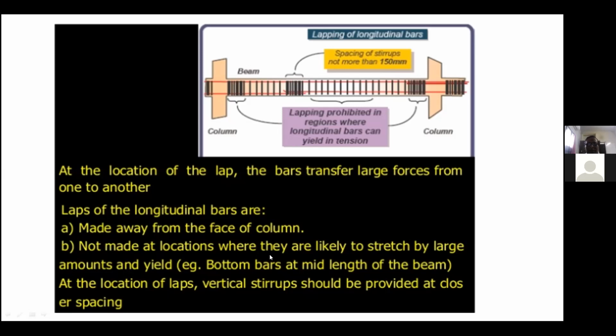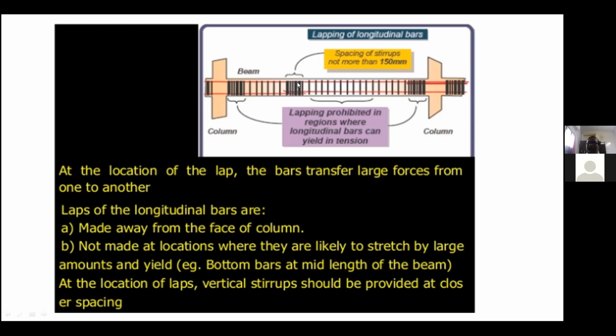Lapping should not be made at a location where the bar is likely to stretch by a large amount and yield. Wherever there is yielding, in the midspan and high moment regions, it is going to yield, so that region you have to avoid. At the location of laps, vertical stirrups are to be provided at a closer spacing. Now look at this diagram. This red bar is the bottom bar, and on the right side you can see the lap bar, where in the lapping region the stirrups are placed very closely.